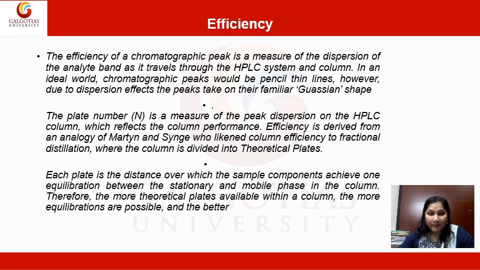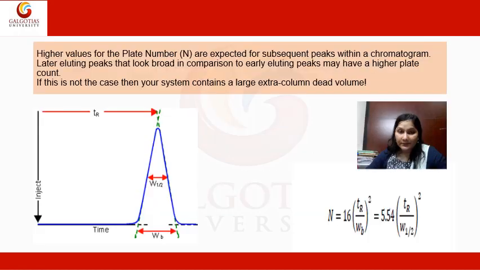Efficiency is derived from an analogy by Martin and Synge, who linked column efficiency to fractional distillation, where the column is divided into theoretical plates. Each plate is the distance over which the sample components achieve one equilibration between the stationary and the mobile phase in the column. Therefore, the more hypothetical plates available within the column, the more equilibrations are possible, and then we will get better resolution of our components.